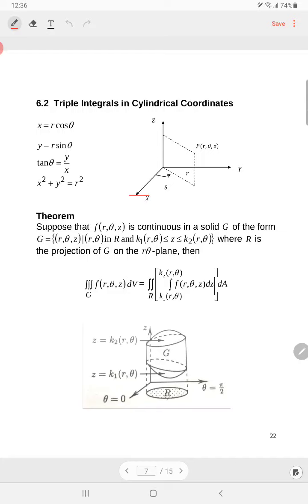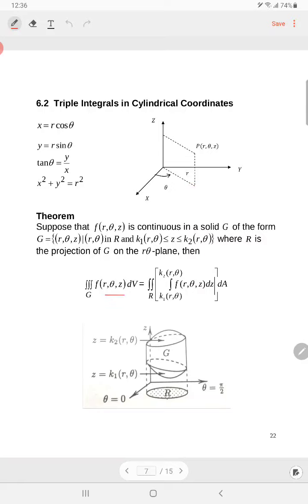We start from the positive x-axis, anti-clockwise direction, and r is measured from the origin, a straight line across your region, and z here is still z. It's measured as the top surface and the bottom surface.